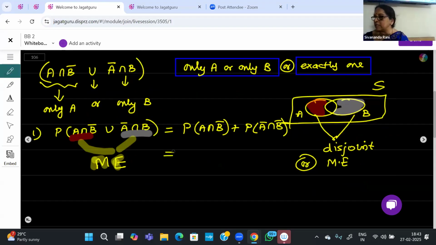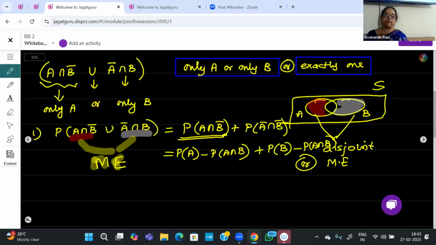We have analyzed this already, and we know that this is nothing but only A. So that can be P of A minus P of A intersection B. And this is nothing but inside B, and therefore it has to be P of B minus P of A intersection B. So only A means it prevents B from happening simultaneously, no? So from its portion, we are subtracting A intersection B. So that's what I understand.